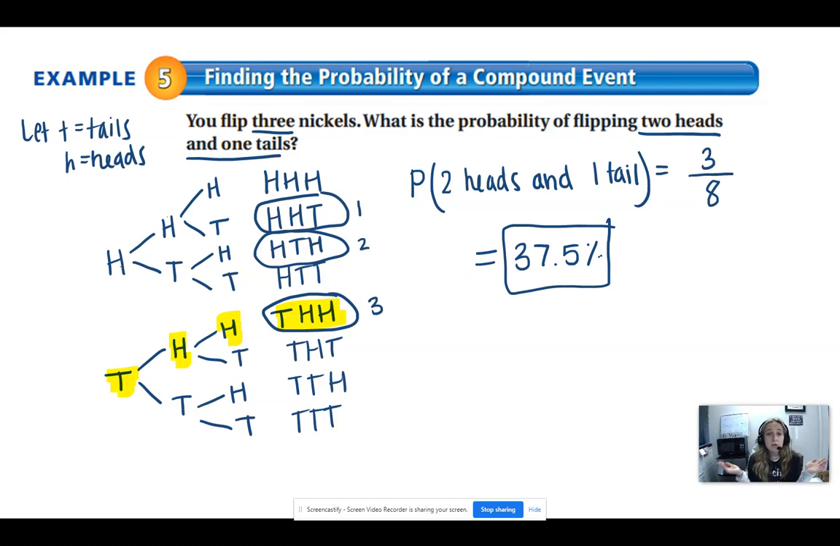If you're at home right now, you could test it out yourself by flipping some nickels to get to know probability. But that is the main gist of 10.4, which is compound events.